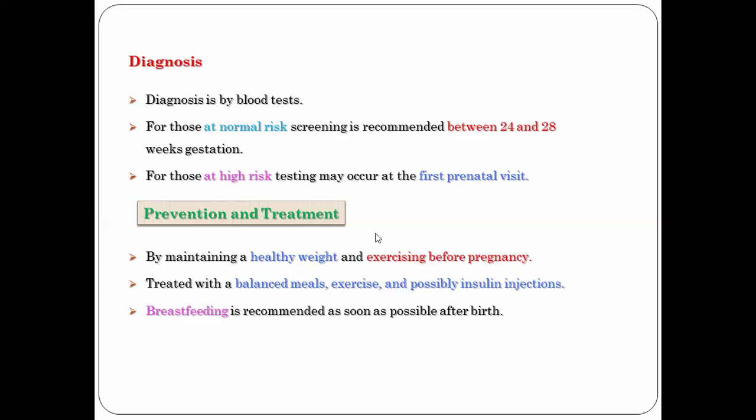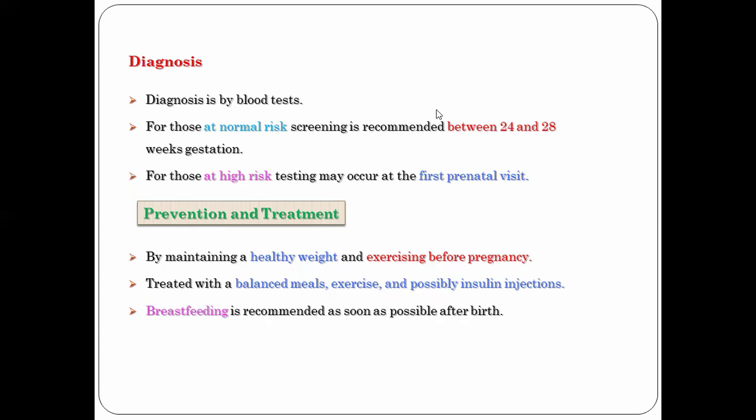So by maintaining a healthy weight, there are two ways to do it. One is dietary pattern, another is physical activity. As I already told you in the insulin resistance class and the previous diabetes mellitus class, that is the way, that is the first line of treatment.